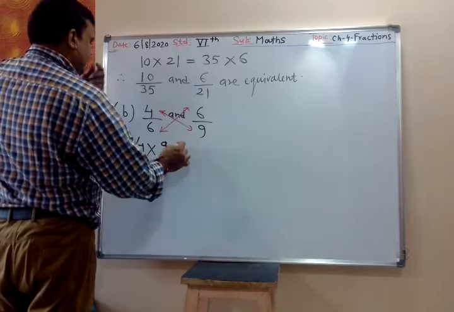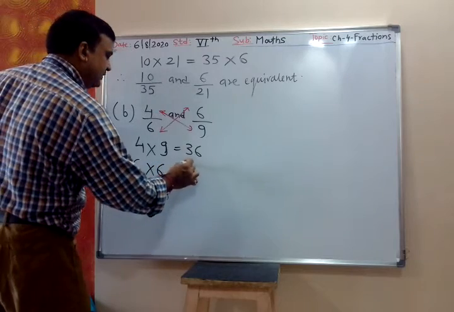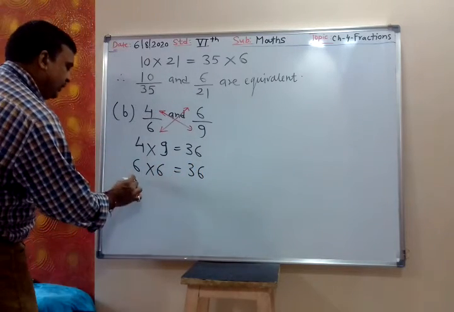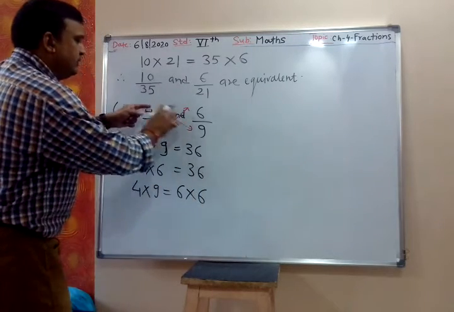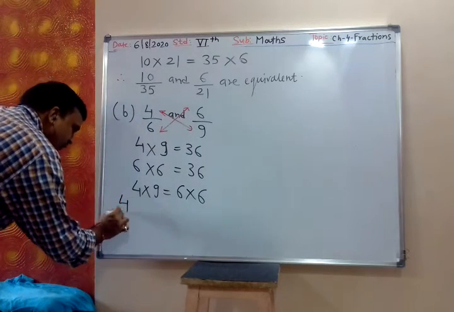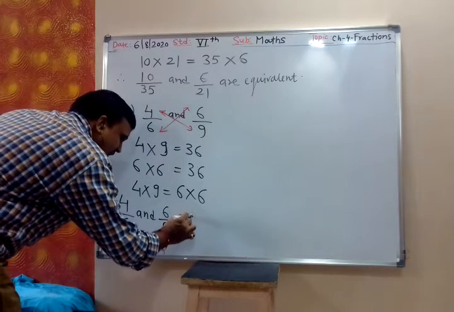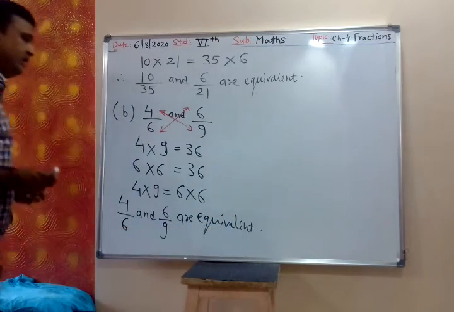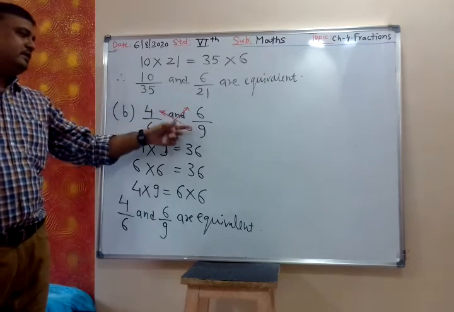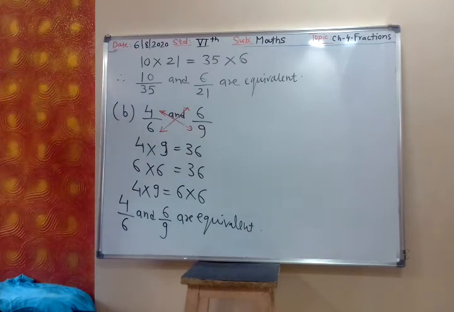4 into 9 is equal to 36. 6 into 6 is equal to 36. So 4 into 9 is equal to 6 into 6. They are equal. So yes, 4 upon 6 and 6 upon 9 are equivalent, because the diagonal entry multiplication is same. In the same way, you can do the other parts.